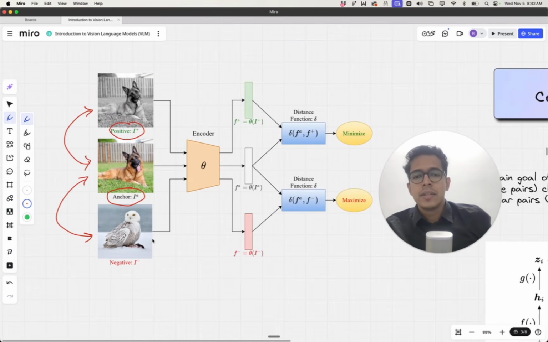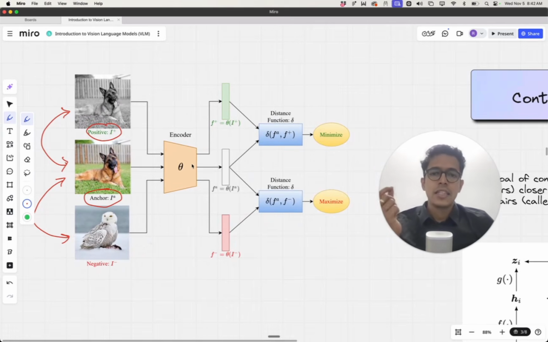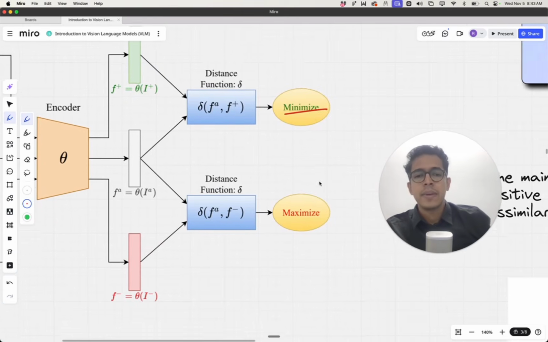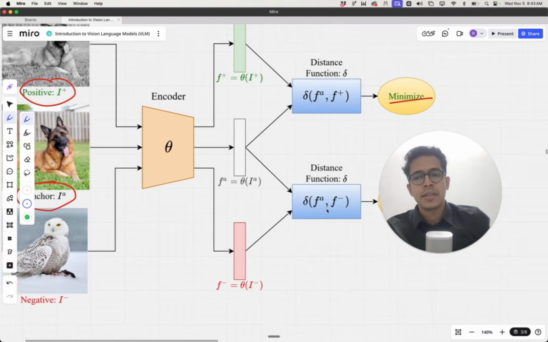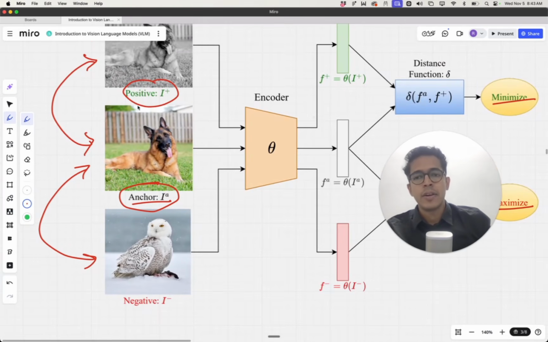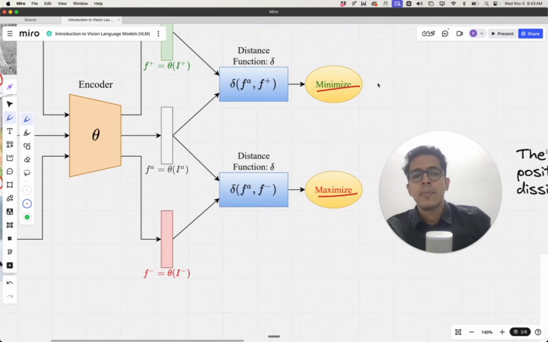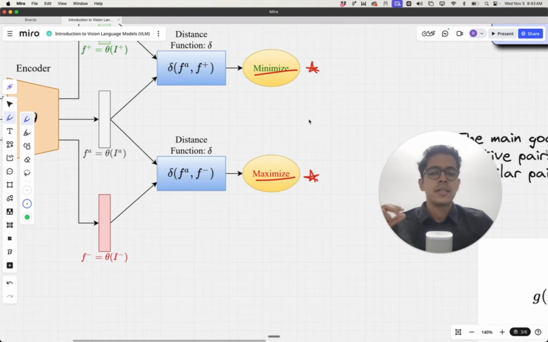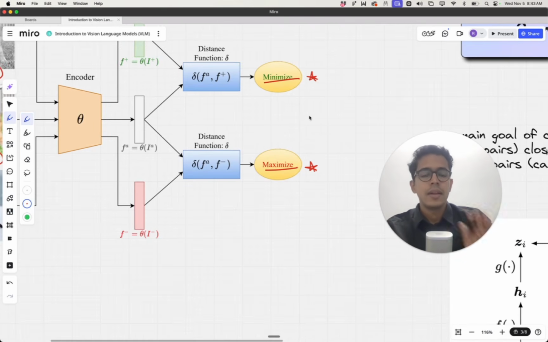Now what you want to do is construct a distance function between these positive pairs and negative pairs. The anchor image will be fixed, and then compared to a bunch of negative images, and also compared to the positive image. Your end goal is to minimize the distance between positive pairs and maximize the distance between negative pairs. This is in very simple terms what we are trying to accomplish.